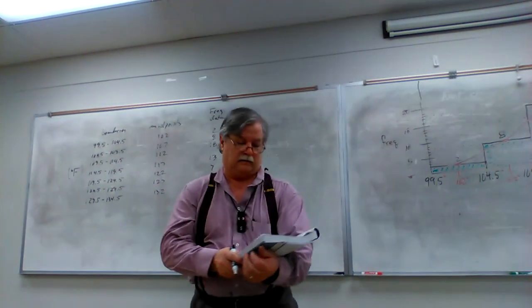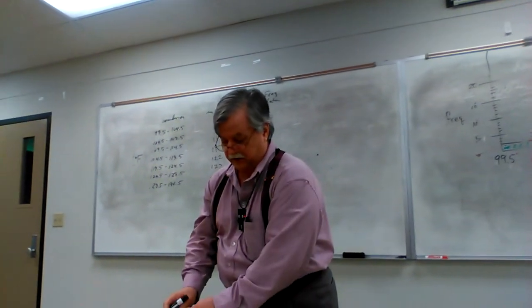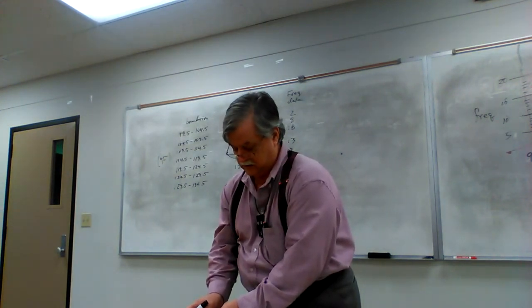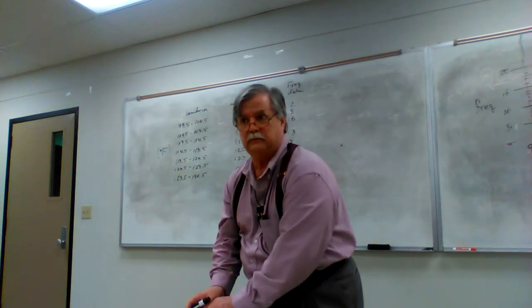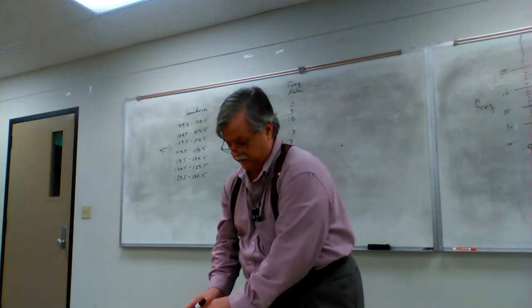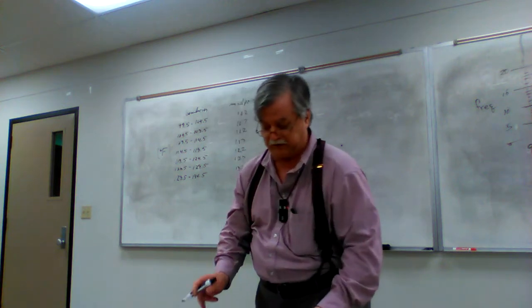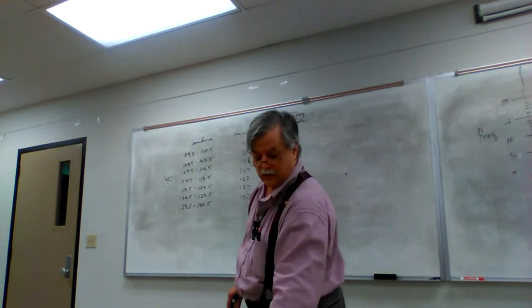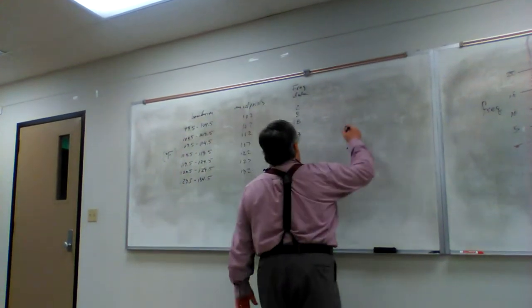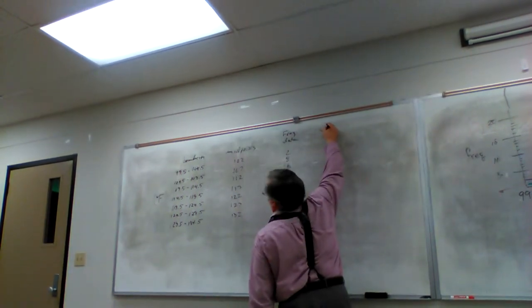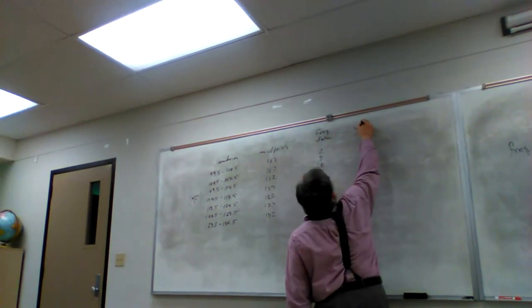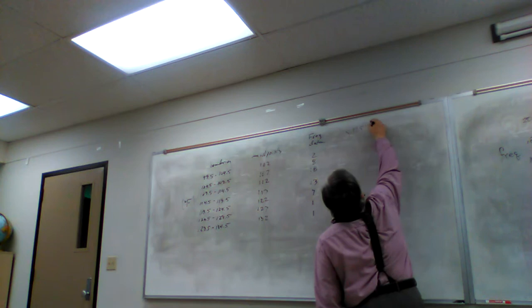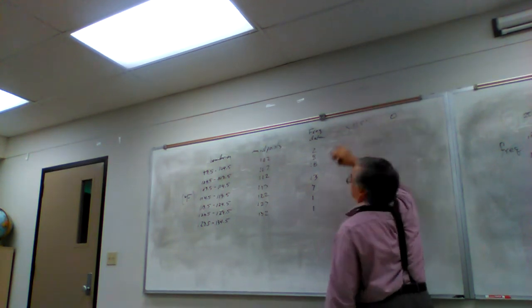Okay, now, in order to plot cumulative data, you just keep a running total as you progress to increasing frequency. If we start off at less than 99.5 degrees, we have 0.